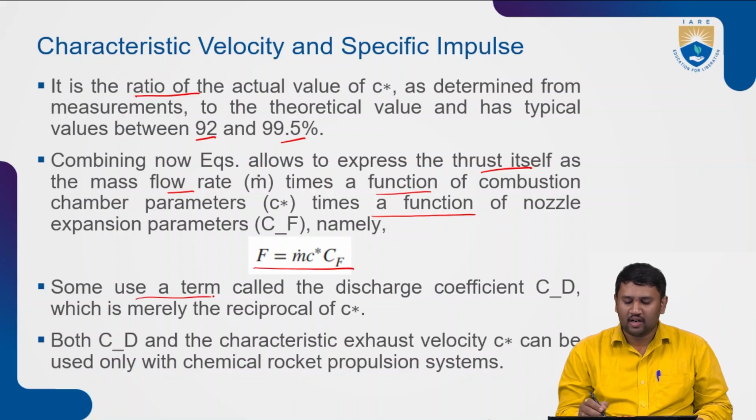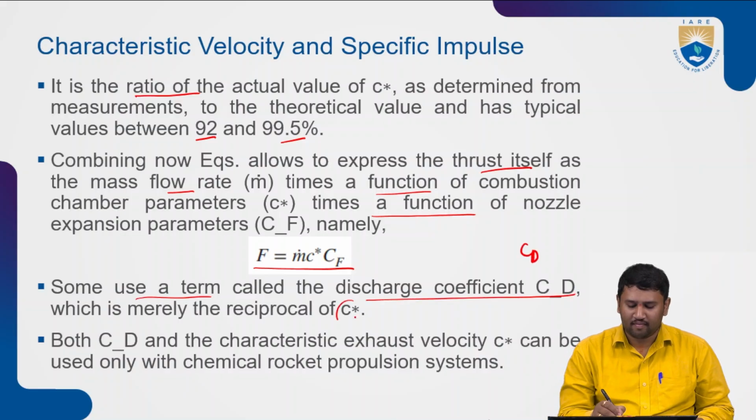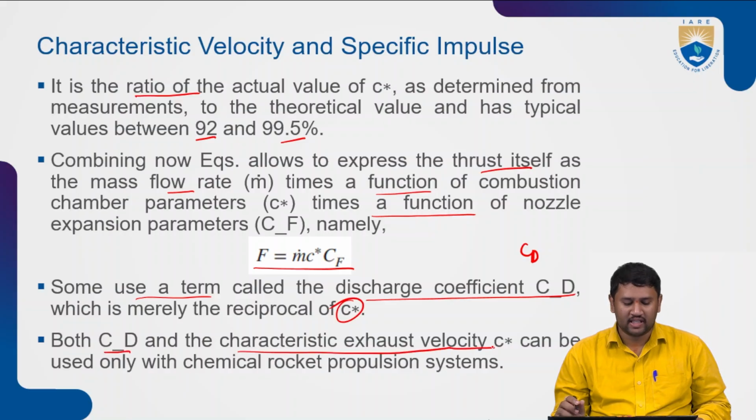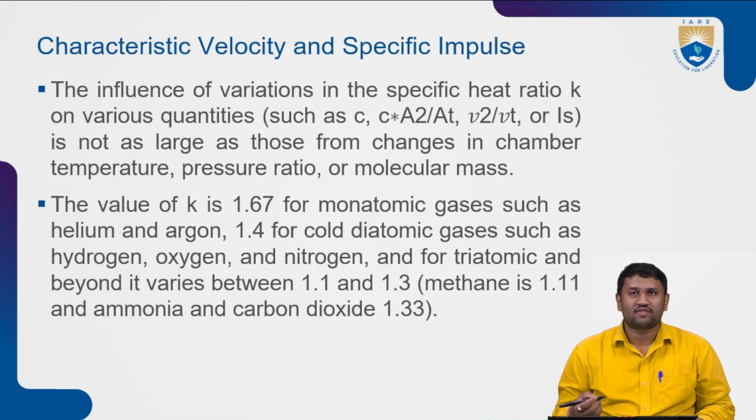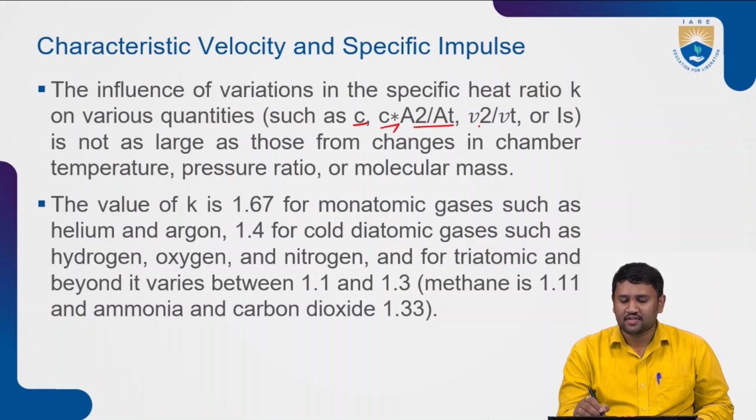Some use a term called the discharge coefficient, C suffix D, which is namely the reciprocal of our characteristic velocity. Both CD as well as the characteristic exhaust velocity can be used only for chemical rocket propulsion systems, and the influence of variations in the specific heat ratio K on various quantities such as C, C star, area ratios, velocity ratios as well as specific impulse is not as large as those from changes in temperature, pressure ratio as well as the molecular mass.